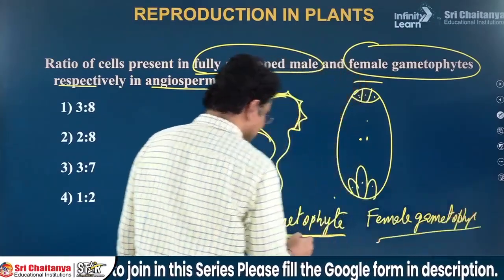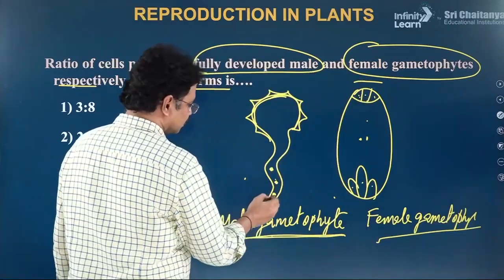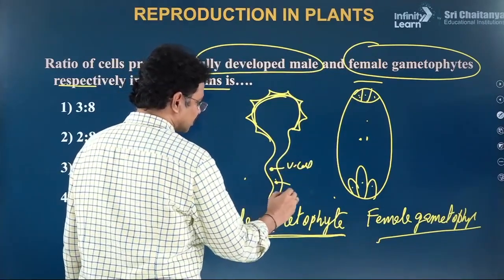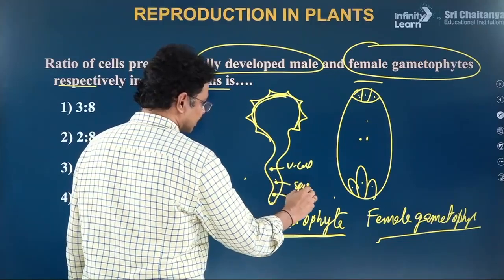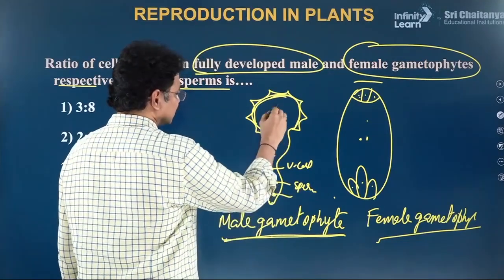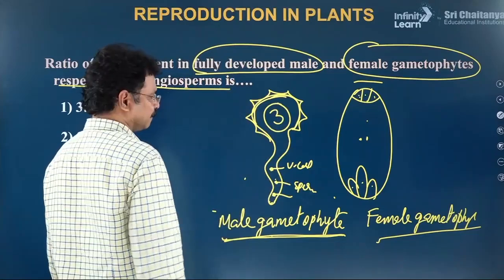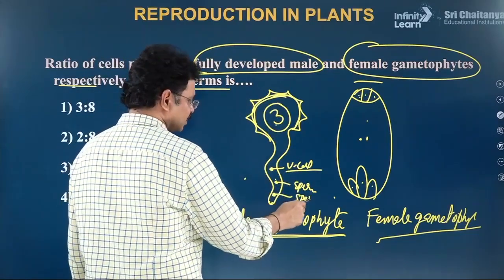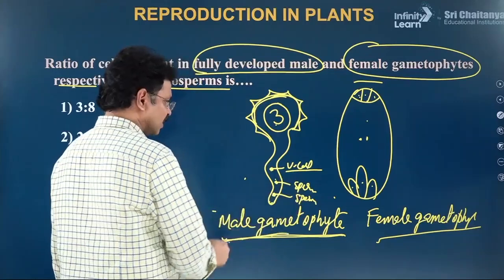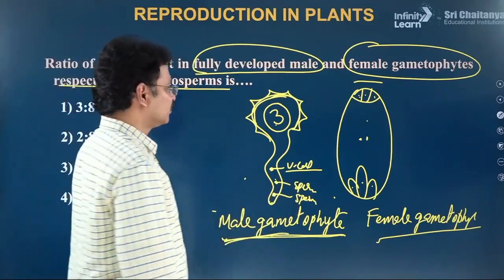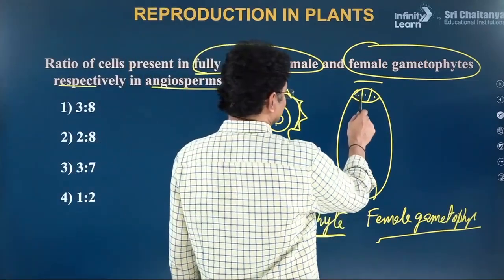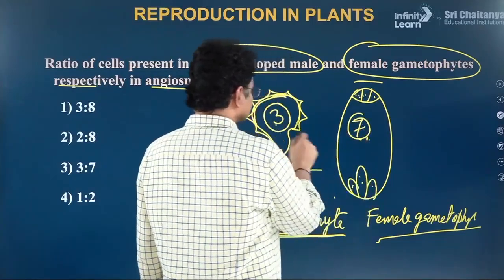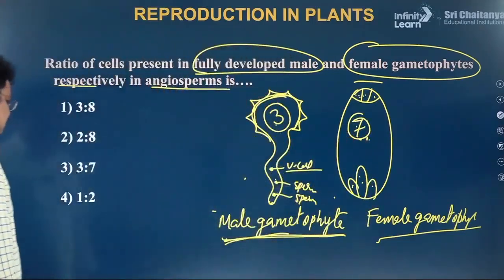Now count the number of cells in the male gametophyte. 1, 2, 3. 1 is the vegetative cell, the remaining 2 are sperms or male gametes. So the maximum number of cells in the male gametophyte is 3 only. 2 sperms are there in each male gametophyte. Whereas in the female gametophyte, the maximum number of cells is 1, 2, 3, 4, 5, 6, 7. Then the right answer is 3:7.